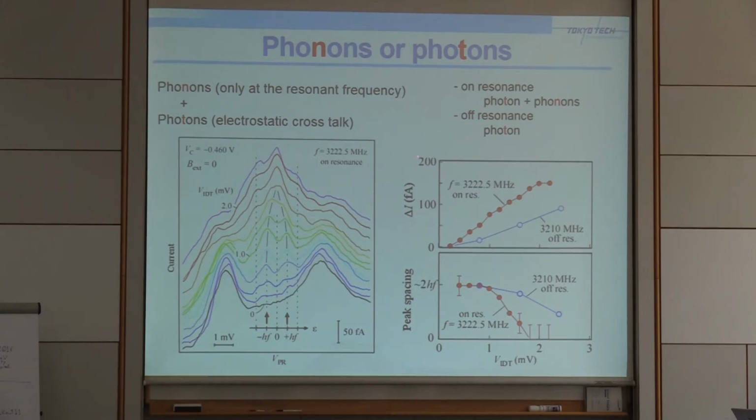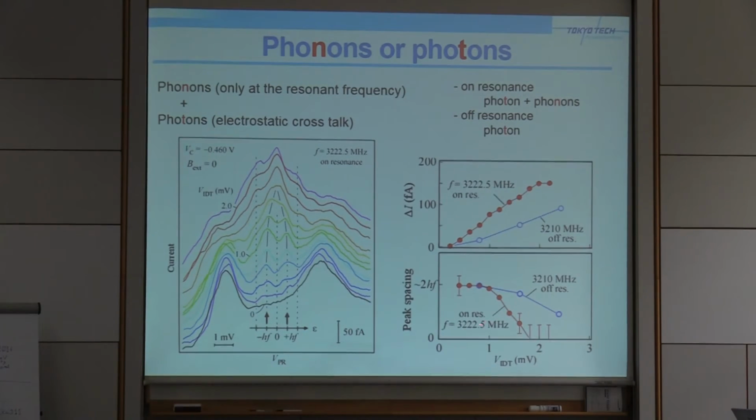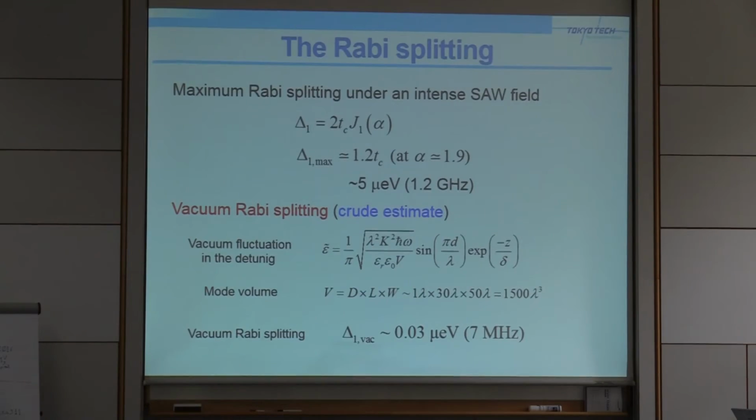This is the current as a function of the IDT amplitude for different frequencies at on resonant and off resonant conditions. You can see a significantly larger current at on resonant conditions. This is a plot of the peak shift of this peak, which decreases more rapidly at on resonant conditions as compared to the off resonant conditions. Therefore, there is a significant Rabi splitting induced by the surface acoustic wave phonon field.